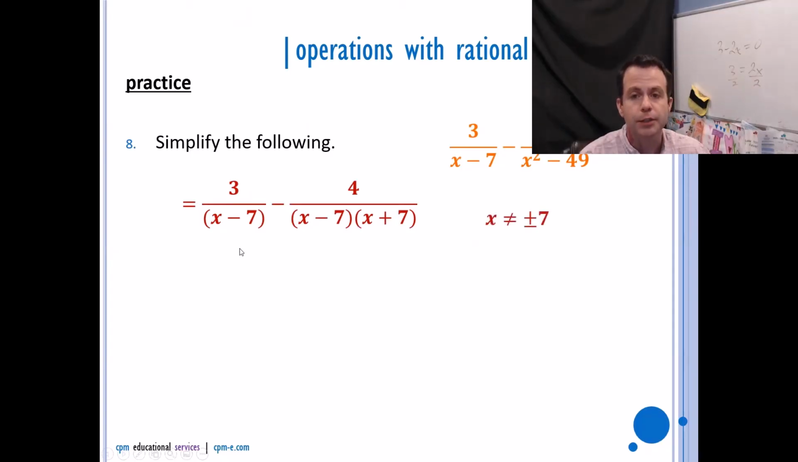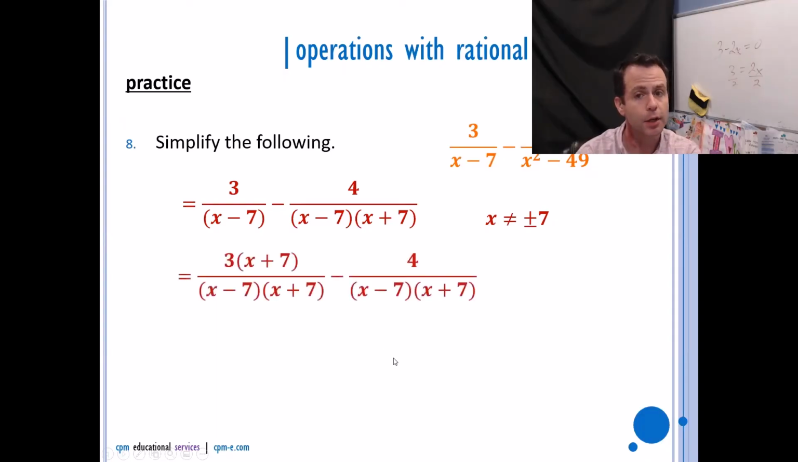Now we're ready to go with a common denominator. So this guy has x minus 7 and x plus 7. This guy only has the x minus 7, so I need the x plus 7 to go with him. Okay, so I'm going to put an x plus 7 on the top and on the bottom, and then I have a common denominator. Okay, so once I have a common denominator, I can write it as one fraction, and I'm just going to subtract my numerators.